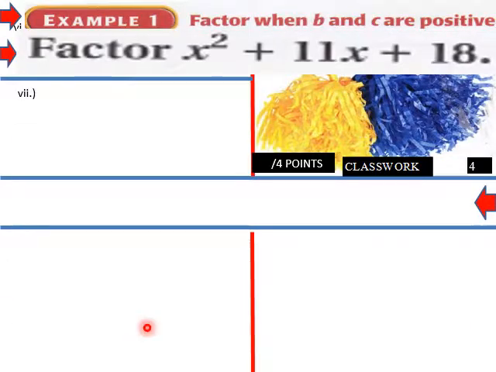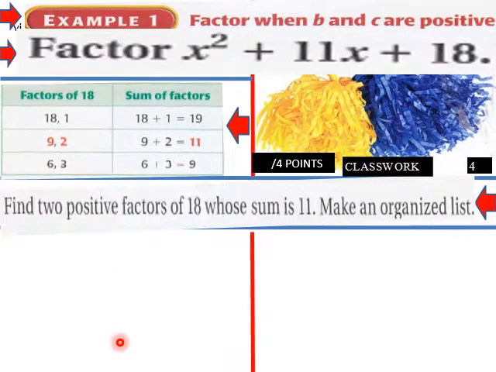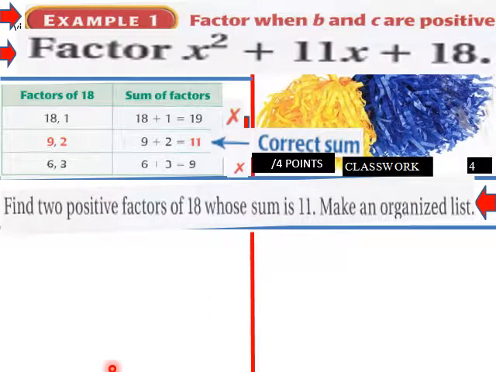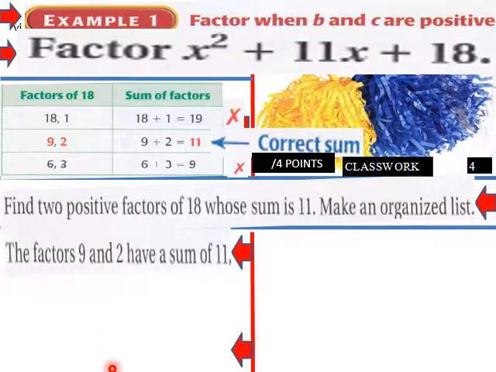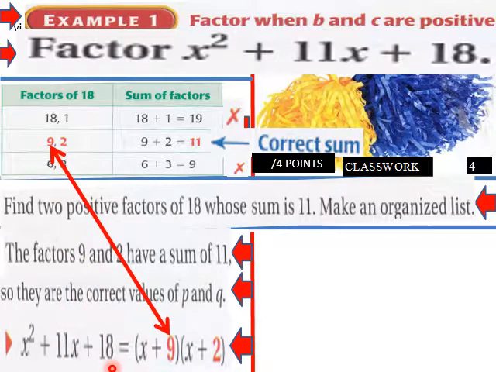Okay, example 1, factor x squared plus 11x plus 18. Find 2 positive factors of 18 whose sum is 11, so think about that. And here we are: 18 and 1, 9 and 2, and then 6 and 3. So this seems to be the area here that will work. So factors 9 and 2 have a sum of 11. They are the correct values for p and q.